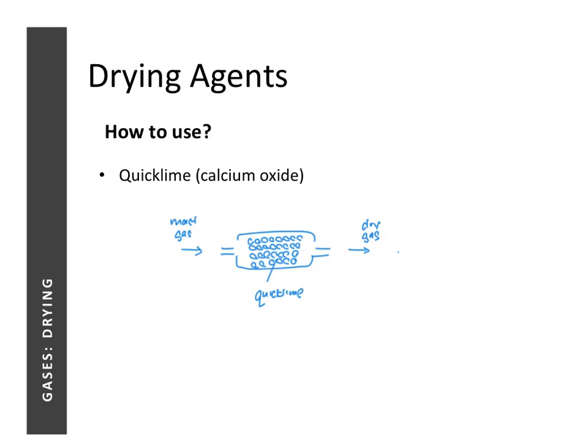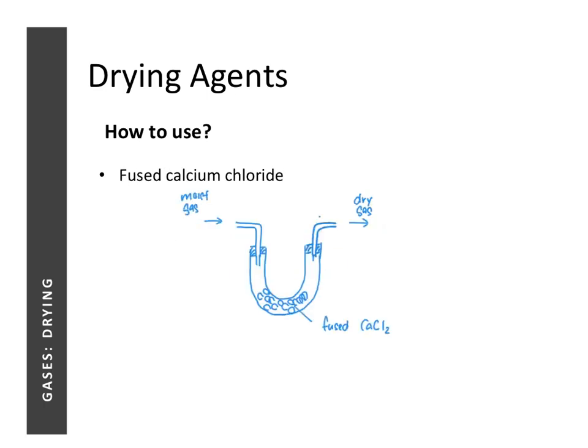Next, for calcium oxide or quicklime, it is a pretty simple setup. All you need to do is to pass the moist gas through a chamber that contains your quicklime, right? And after that, the gas that comes out is your dry gas. And lastly, for fused calcium chloride, commonly we use a U-tube that looks like this. Then we pass the moist gas through your fused calcium chloride, which is contained in the U-tube, and the gas that comes out of it will be your dry gas.